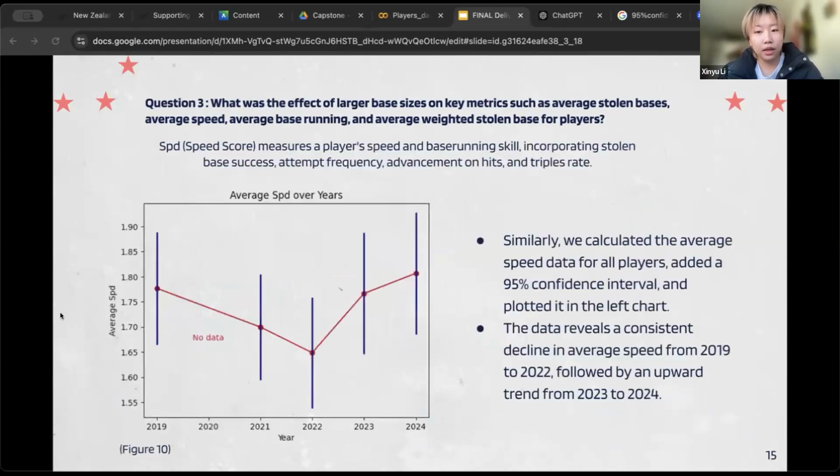And also we took the average speed data for all the players. The data reveals a consistent decline in average speed from 2019 to 2022. But after the size change, there's an upward change from 2023 to 2024.